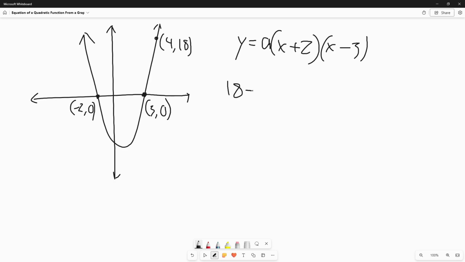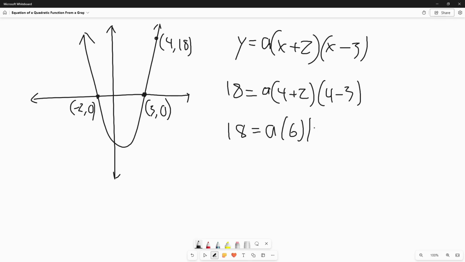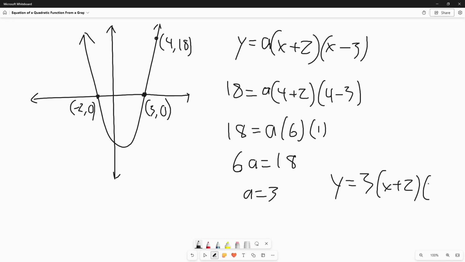So 18 is equal to a times (4 plus 2) times (4 minus 3), which is 18 equals a times 6 times 1. And this is equal to 6a equals 18. So that means a equals 3. So now we plug in a into the original form, and we get y equals 3 times (x plus 2) times (x minus 3).